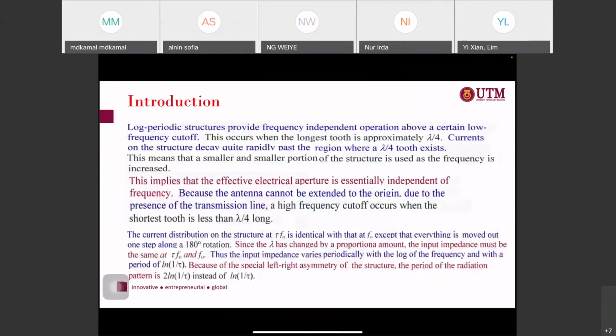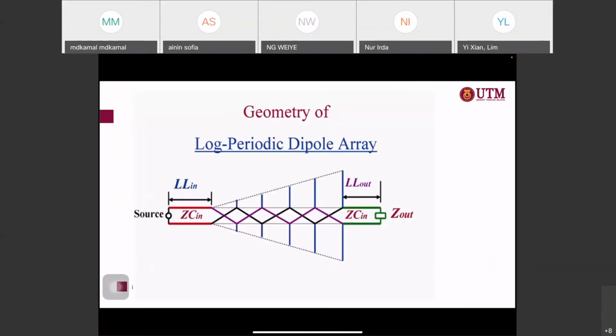If you can see the log periodic, actually, what we can say is that a log periodic antenna is an antenna whose electrical properties repeat periodically with the logarithm of the frequency. So this one can sometimes be called frequency independent. Okay, so this is an example of the log periodic. I will try to show later on.